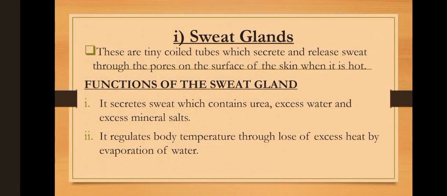All these parts are very important within the skin. We are going to discuss their functions, and we are going to begin with the first part that is found within the dermis, and that is the sweat gland. The sweat gland normally produces sweat, and the function of the sweat gland, number 1, is to secrete sweat. That sweat normally contains waste products such as urea, excess water, and also excess mineral salts.